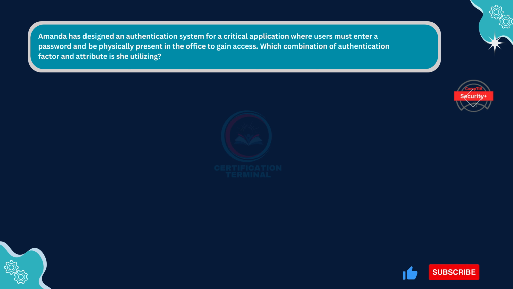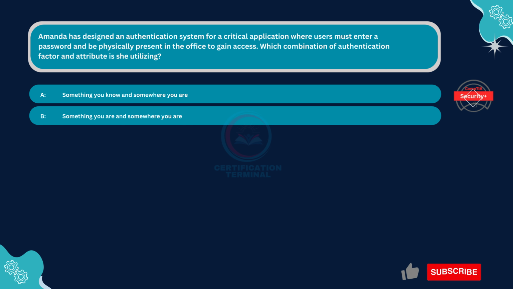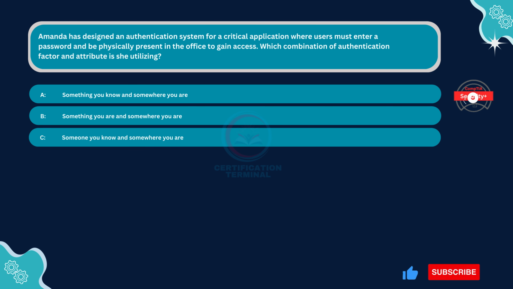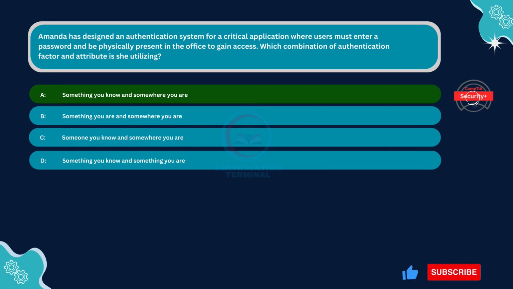Next question. Amanda has designed an authentication system for a critical application where users must enter a password and be physically present in the office to gain access. Which combination of authentication factor and attribute is she utilizing? Option A, something you know and somewhere you are. Option B, something you are and somewhere you are. Option C, someone you know and somewhere you are. Option D, something you know and something you are. The correct answer is Option A, something you know and somewhere you are.